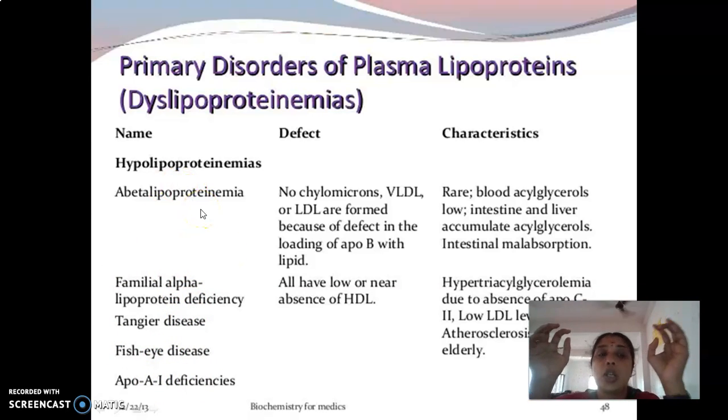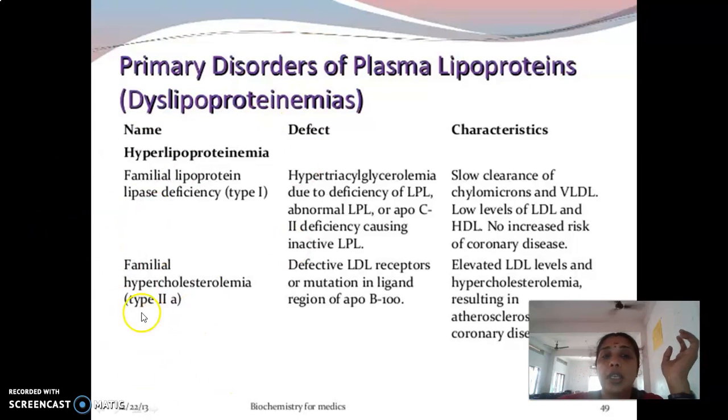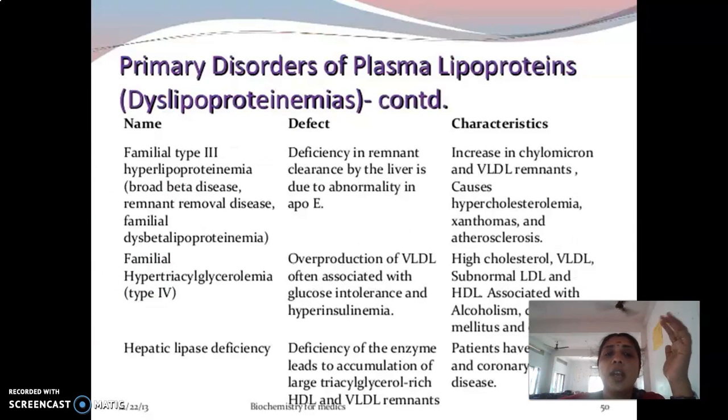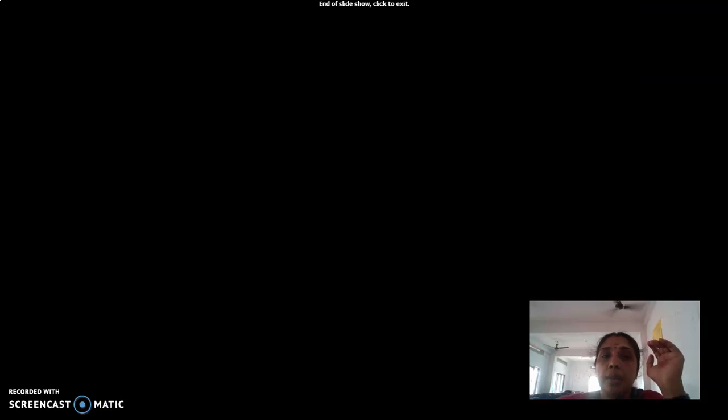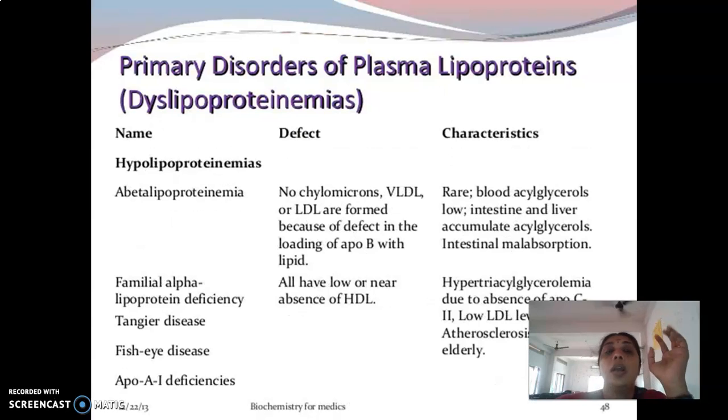So the lipoprotein disorders can be broadly divided into two types: the hypolipoproteinemias and hyperlipoproteinemias. And since they are all inborn errors, they may be inherited in the family itself. That is why it is known as familial lipoprotein deficiency. It runs in the family. This is a genetic defect. Majority of the diseases, especially the hyperlipoproteinemias, are familial in nature. So make an assignment on the disorders of lipoprotein metabolism or plasma lipoproteins, or the lipoproteinemias.